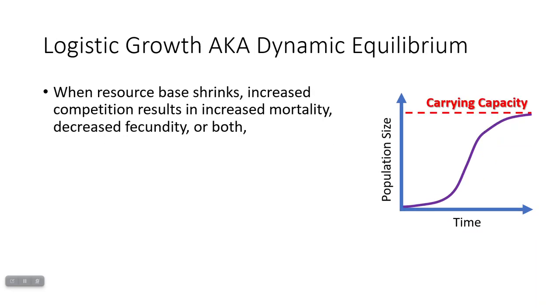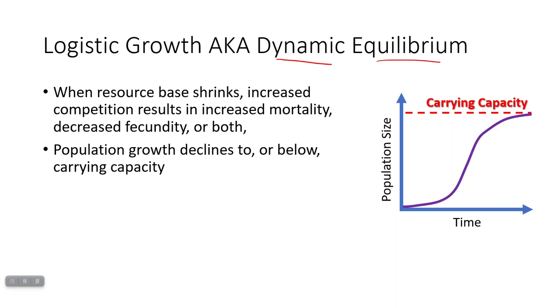Logistic growth, which is sometimes called dynamic equilibrium, and I want you to know that term just because if you see it on the AP test, you should know it's talking about logistic growth. So this happens when you have a limit to environmental resources, usually when there's going to be a carrying capacity shown on that graph as well. Since there's less resources per individual, there's increased competition, which can increase the death rate, decrease the fecundity or the birth rate, or do both.